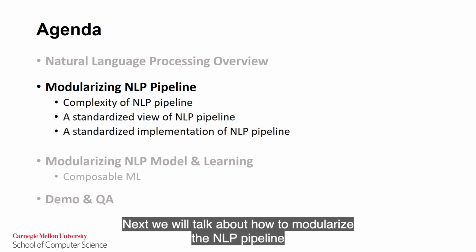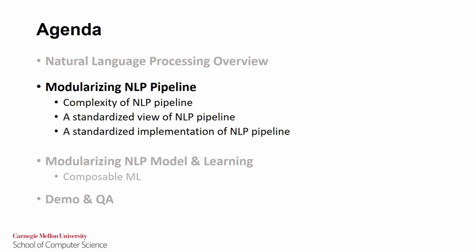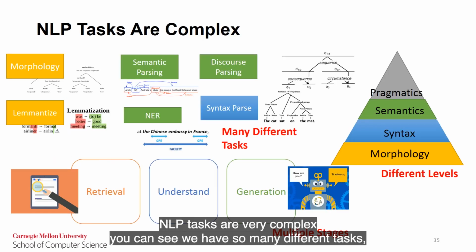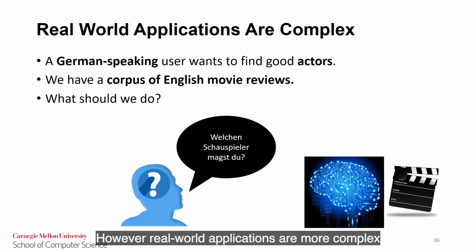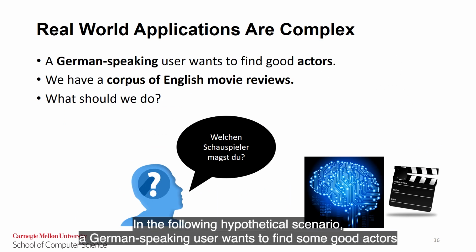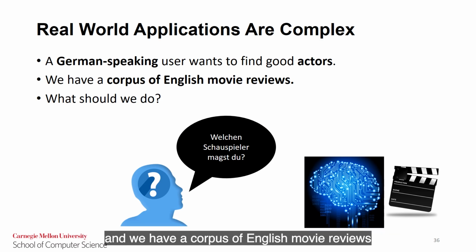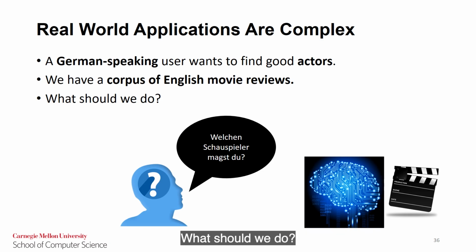Next, we will talk about how to modularize the NLP pipeline. NLP tasks are very complex. You can see we have so many different tasks, so many different stages, and so many different levels. However, real-world applications are more complex. In the following hypothetical scenario, a German-speaking user wants to find some good actors, and we have a corpus of English movie reviews. What should we do?